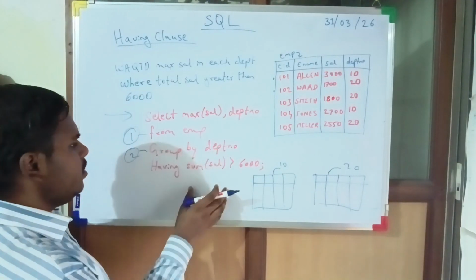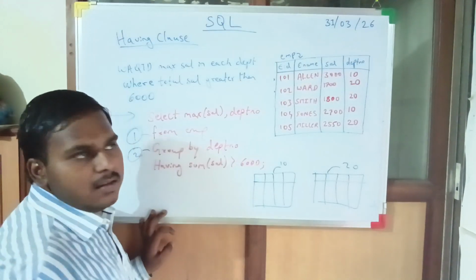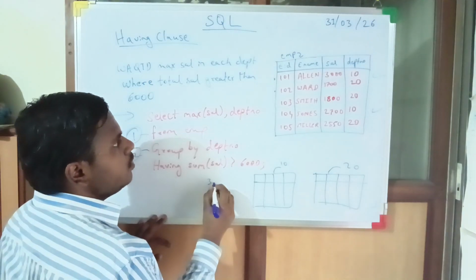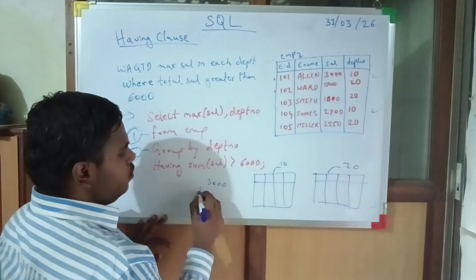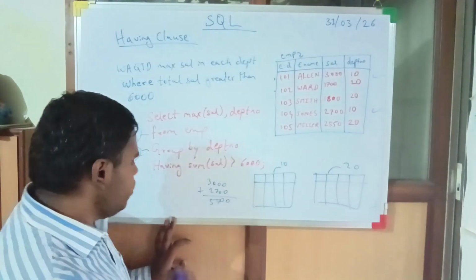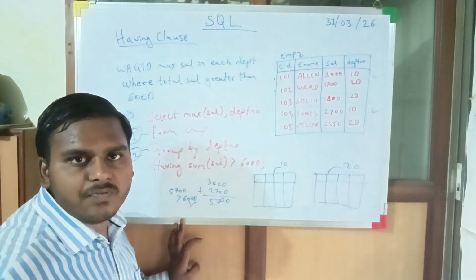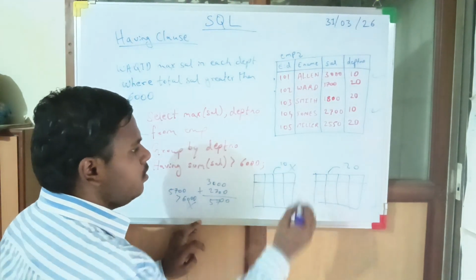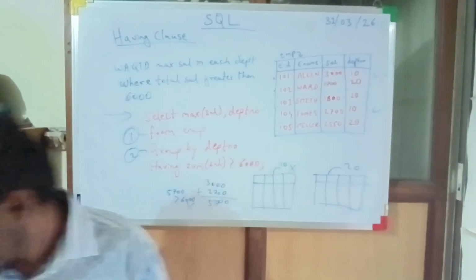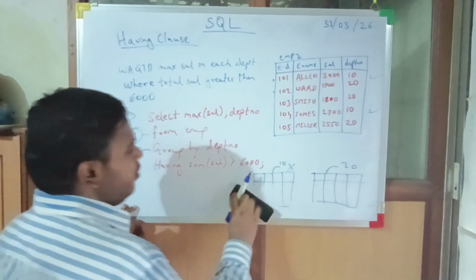Now here, what is the question saying? Sum of salary should be greater than 6,000. Look at department number 10. Two records are there. So what is the sum of salary? 3,000 and 2,700. Just do the sum. 5,700 is coming. Is 5,700 greater than 6,000? No, it is less than 6,000. So the department number 10 group is rejected.